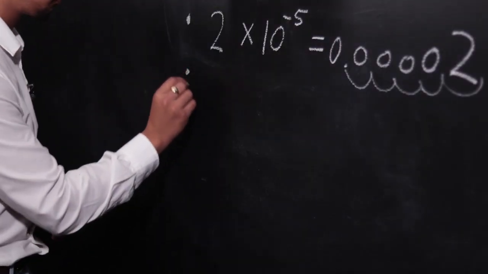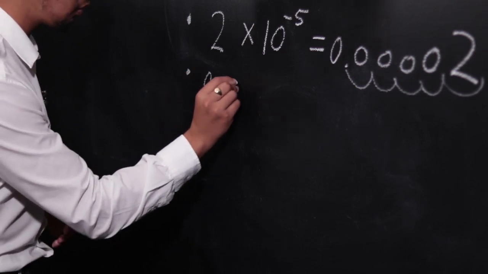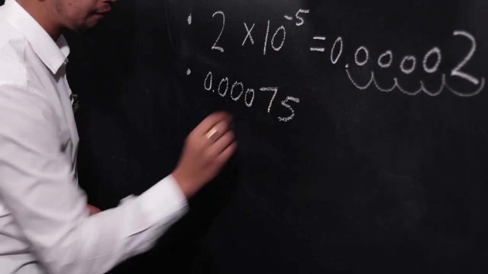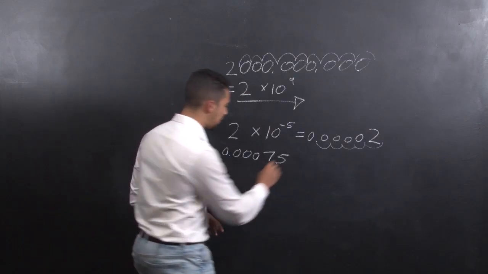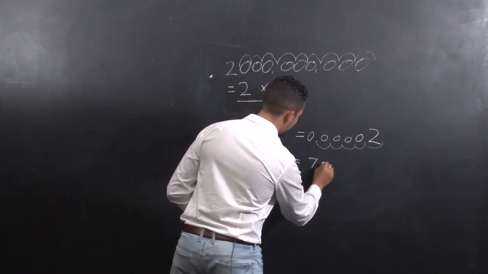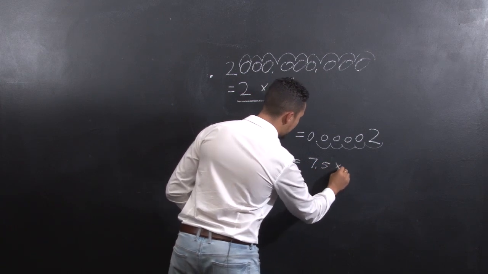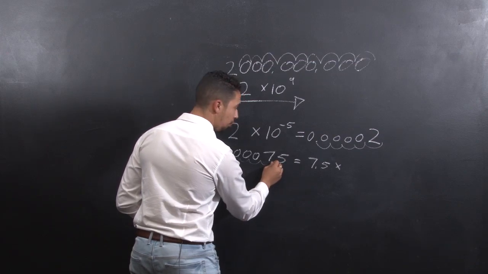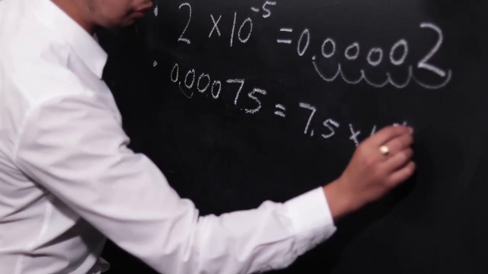Now, let's convert a very small number to scientific notation. Example, 0.00075. So this will be 7.5 times by 1, 2, 3, 4, 10 to the power of negative 4.